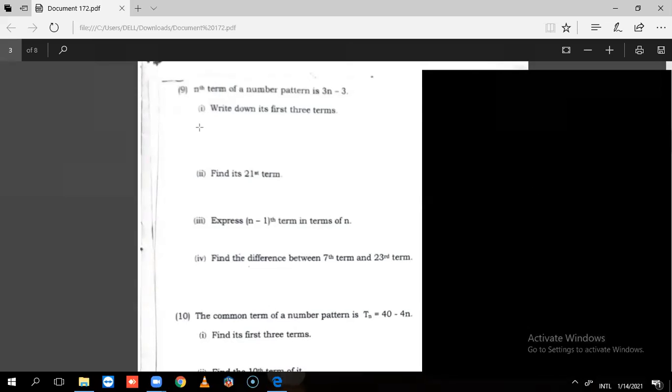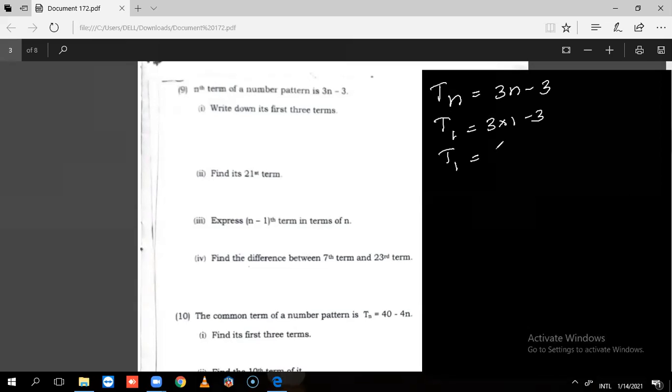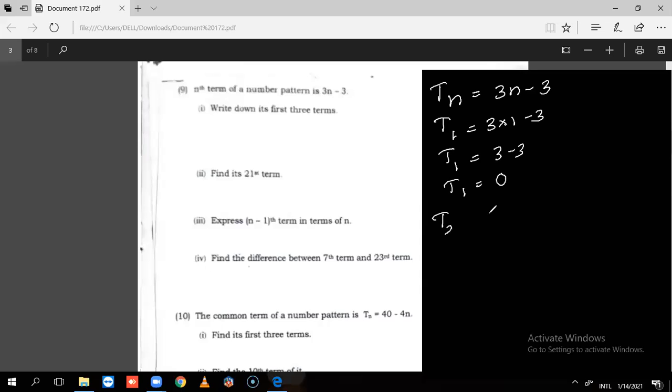I just start to do the first 3 terms. The general term is here. Tn equals 3n minus 3. T1 equals 3 into 1 minus 3. T1, the first term, is 3 minus 3. T1 equals 0. First term is 0. Second one, T2 equals 3n minus 3. T2 equals 3 into 2 minus 3. T2 equals 6 minus 3. T2 equals 3.